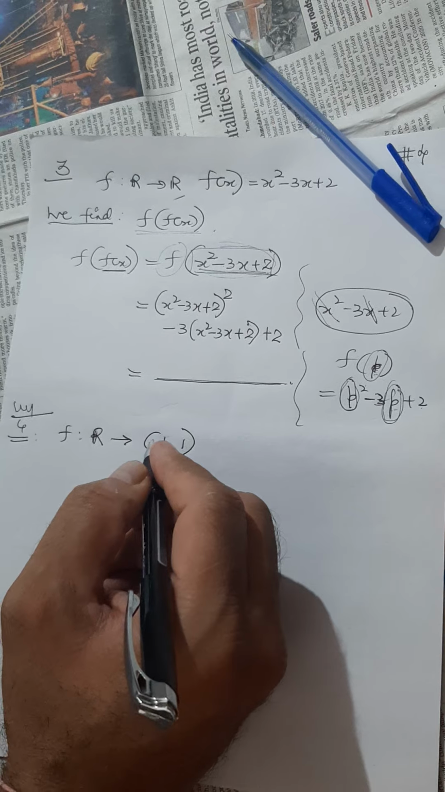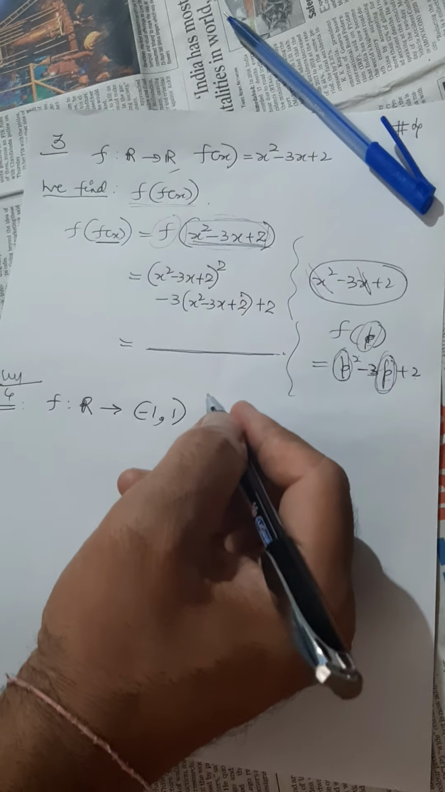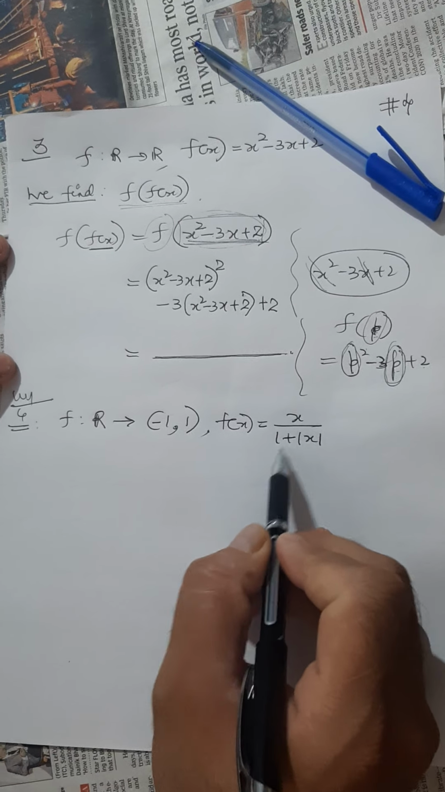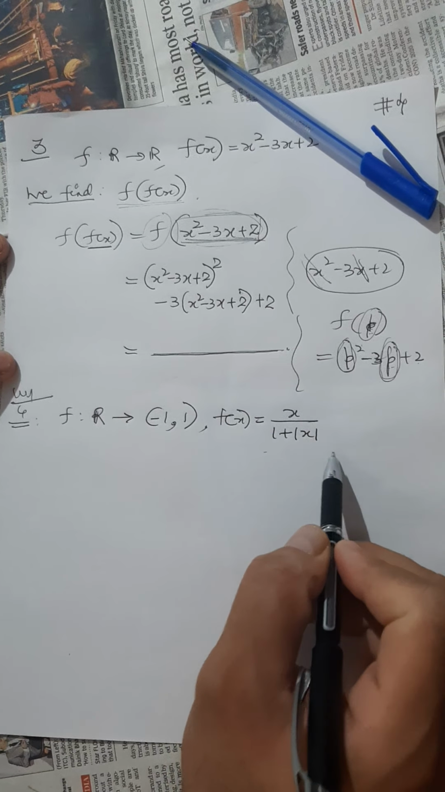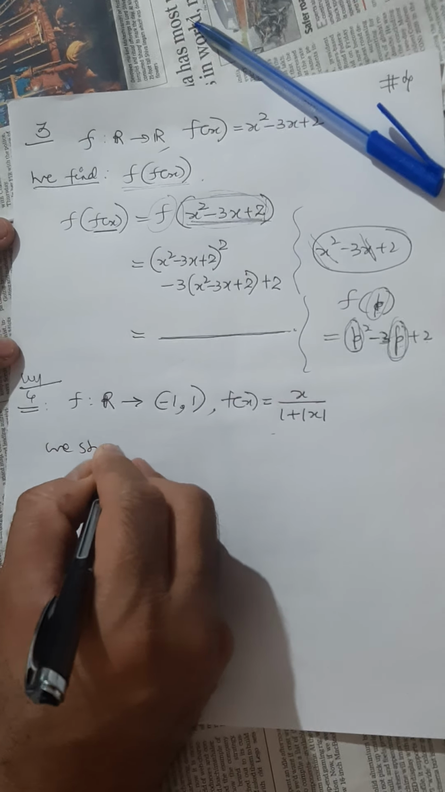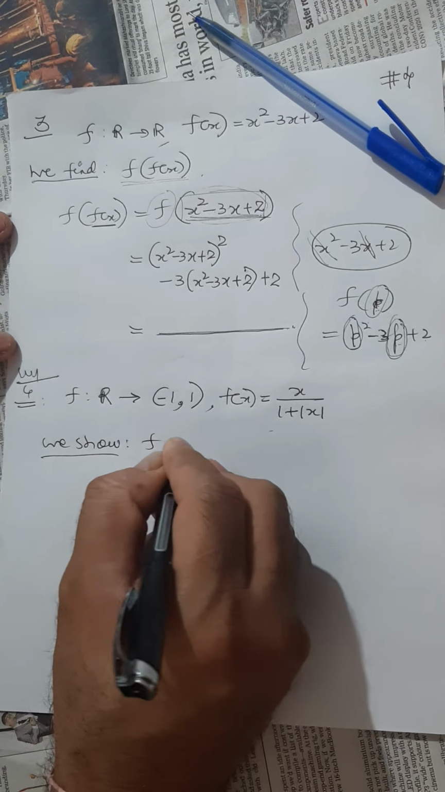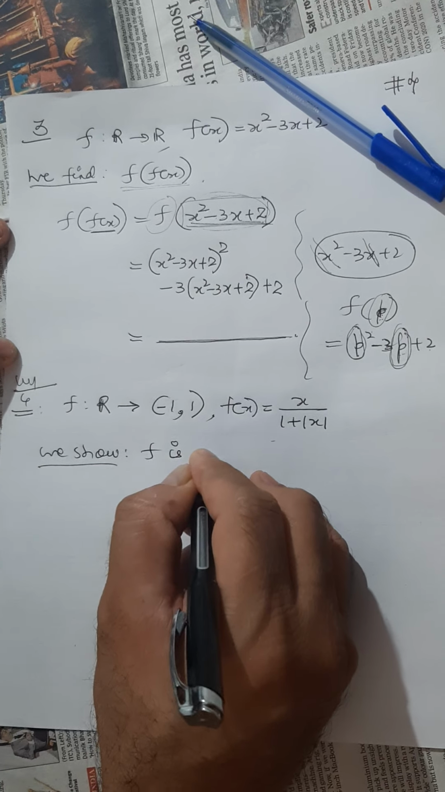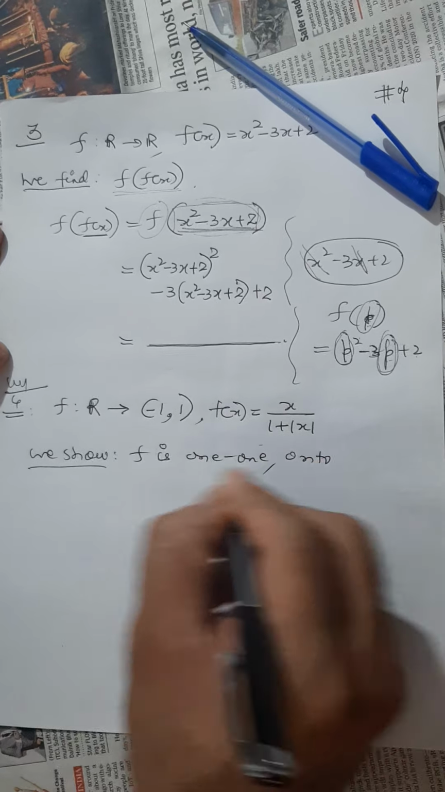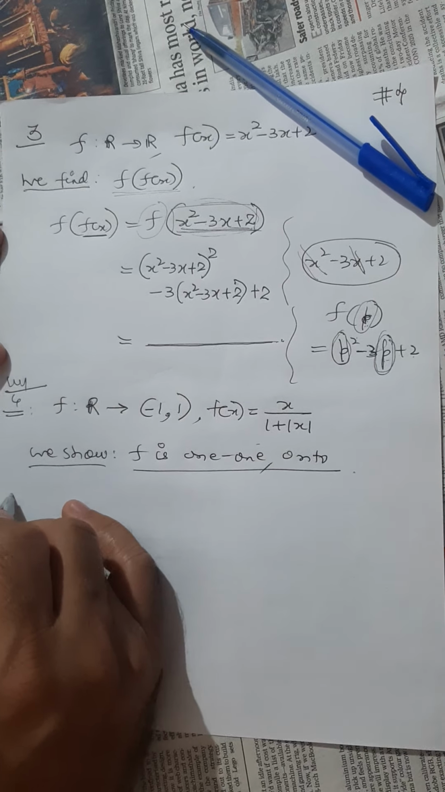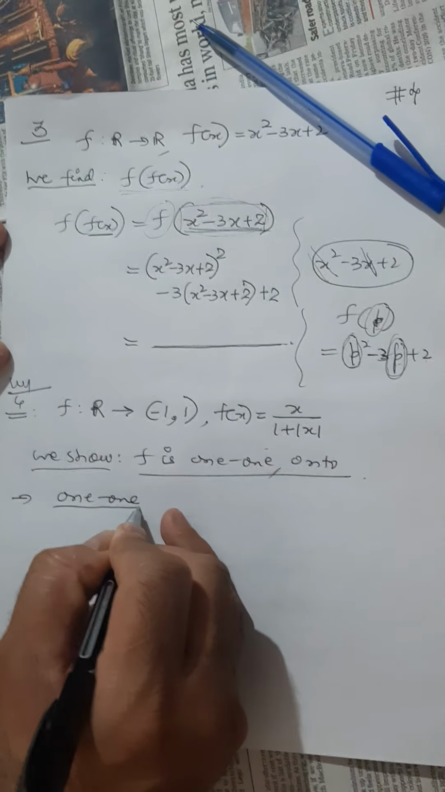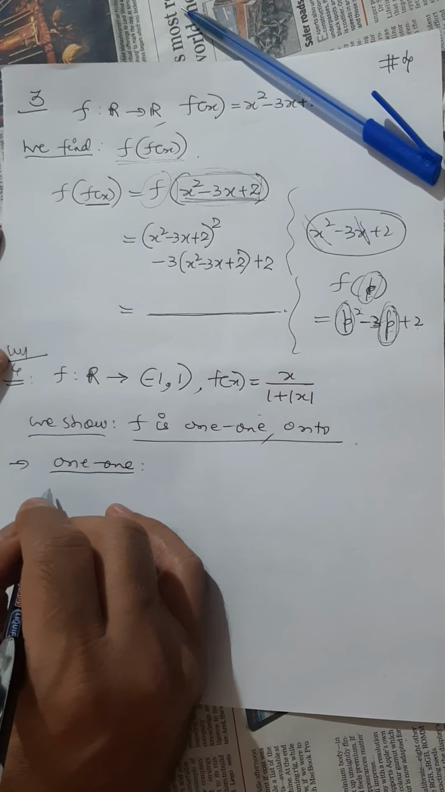Open interval minus 1 to 1. The function is given by f(x) = x upon 1 plus modulus x. We are asked to show that f is one-one and onto both. That's what we are asked. So the first part is the one-one part, so you start with this.